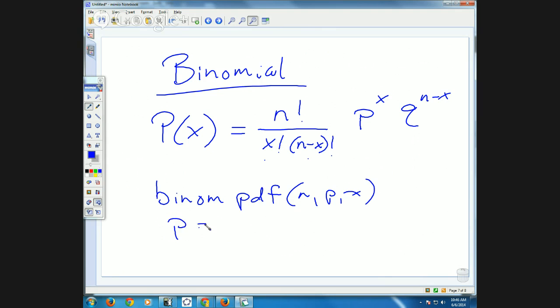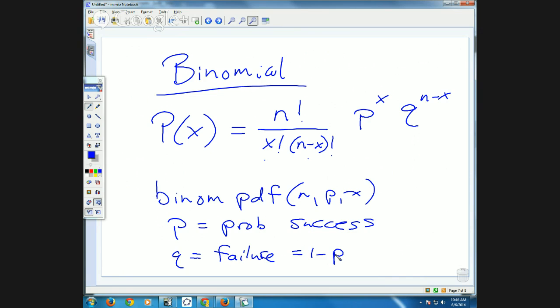So p is the probability of a success, and q is a failure, which we could say is 1 minus p. So we could be counting heads. We could be counting having girl children. That's a success. A boy is a failure. Just kidding. Okay. Depends how you look at it.